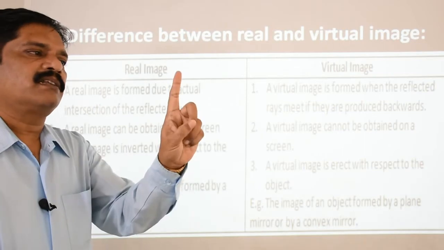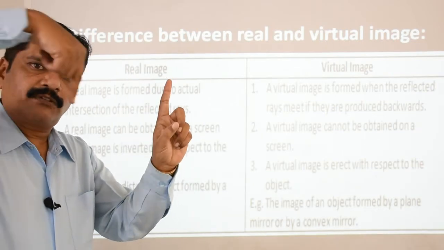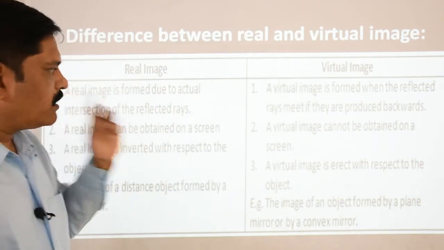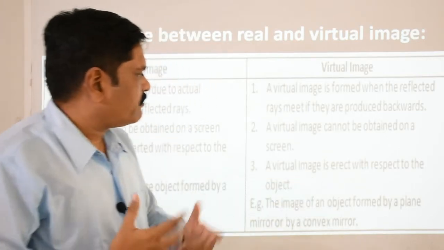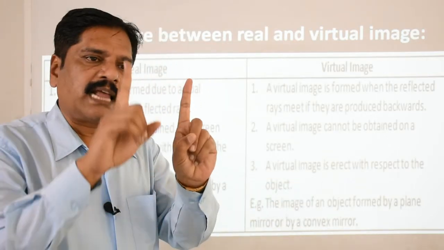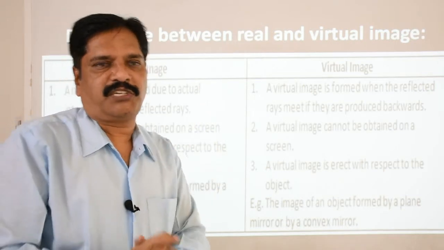Clear? Just like that, this is the object, then this will be the image. Clear? Now the virtual image is erect with respect to the object. If the object is like that, then the image will also form straight, okay.